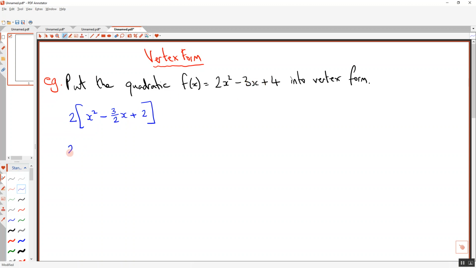Okay, our next step then is to do what? Yes. Add what? Half of 3 over 2. What's half of 3 over 2? Good. 3 over 4. Add it on and then subtract it off.